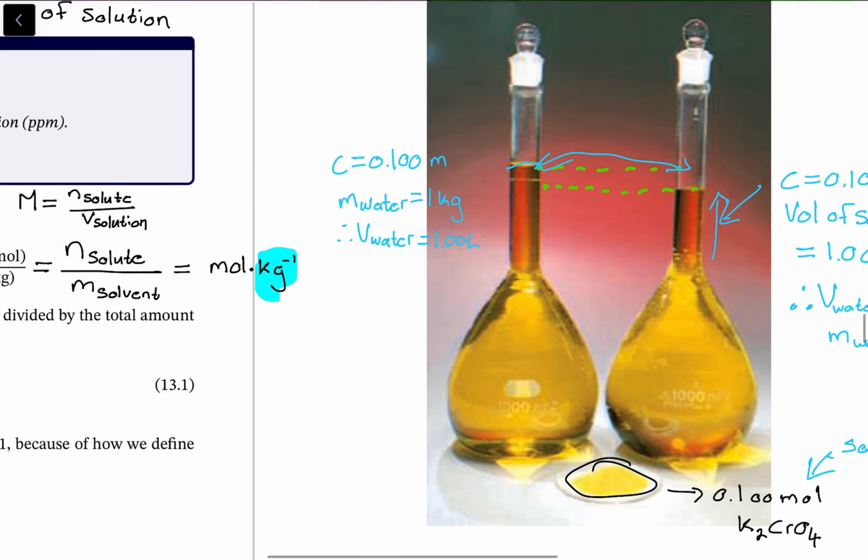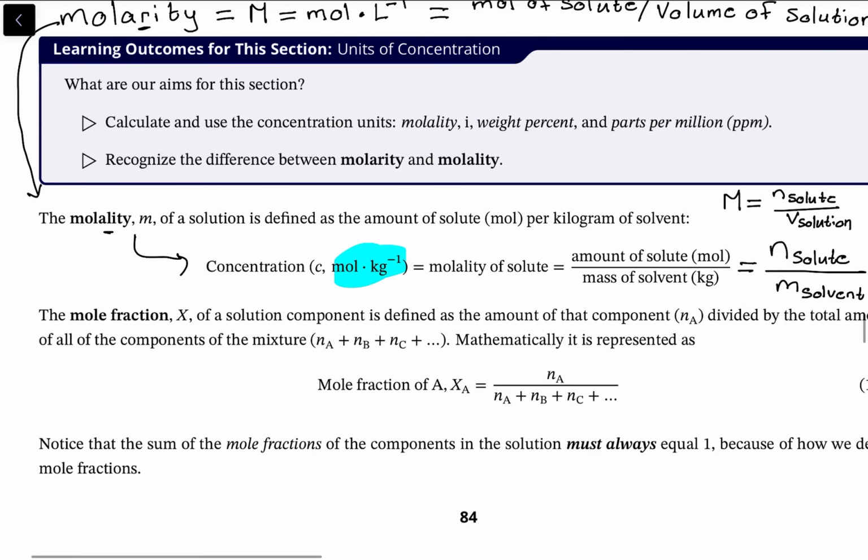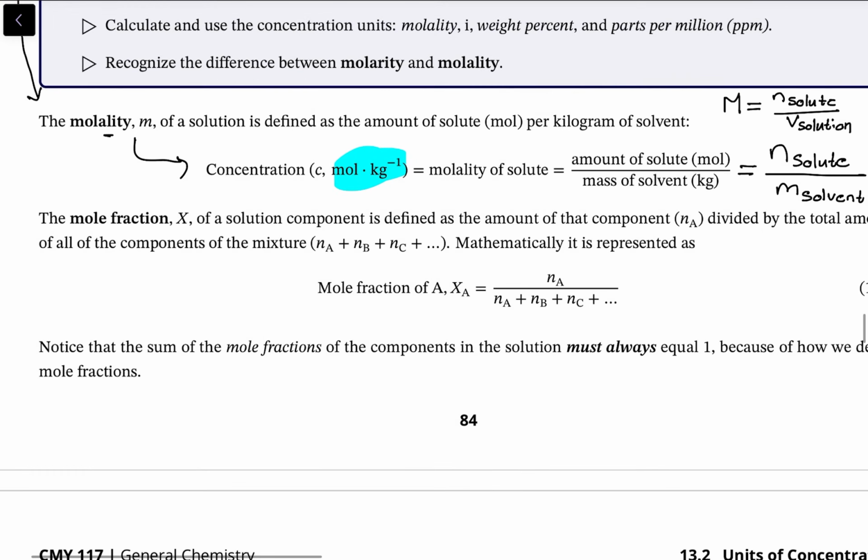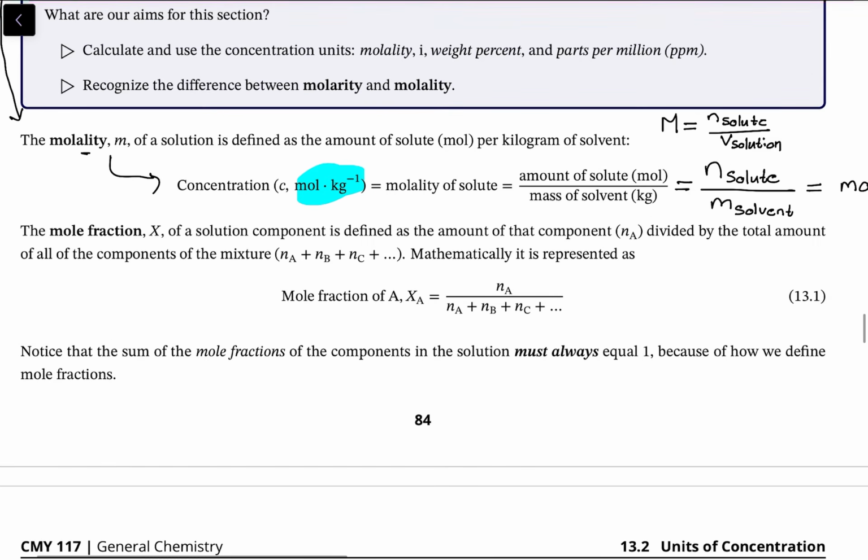Okay, so that's molality and molarity. Our next concentration unit that we will look at is something called mole fraction, and we give it the symbol X. Basically, if you have a mixture of several things, then the mole fraction gives you the fraction of moles of that one component in the total mixture.